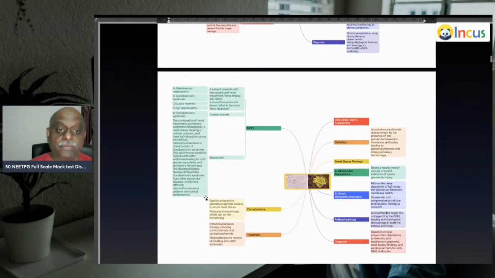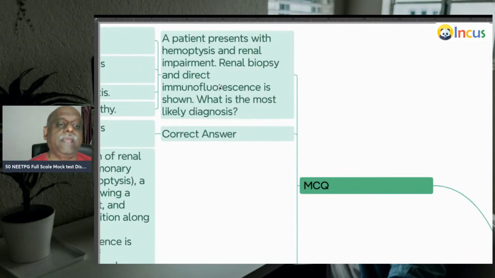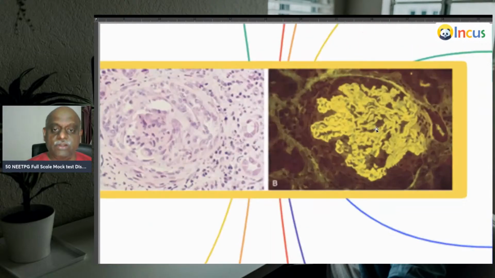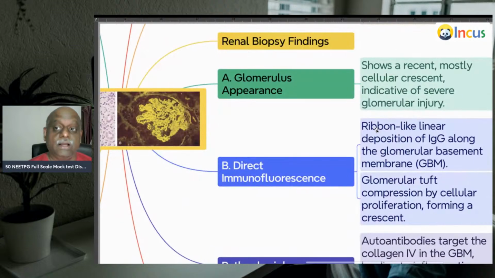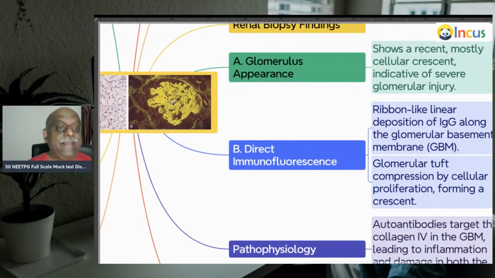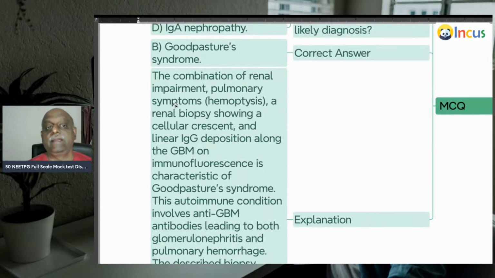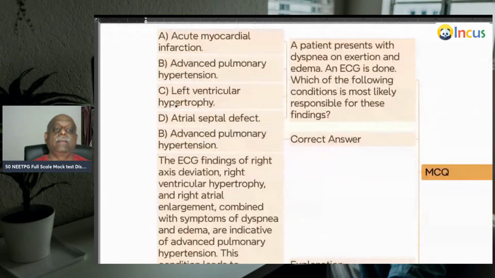Now, doctor, a patient presents with hemoptysis and renal impairment, renal biopsy and immunofluorescence have been shown to you. So this kind of ribbon-like linear deposition of immunoglobulin G on the GBM is very characteristic of Goodpasture syndrome, where there are antibodies against the glomerular basement membrane.